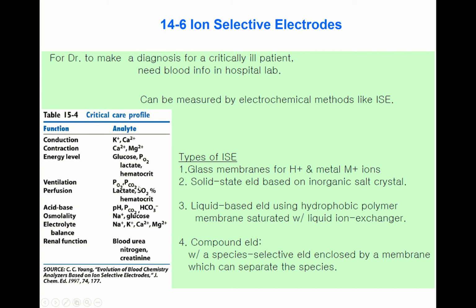But ordinarily, if the situation is not that serious, then you take the blood, and for several days all the analysis can be done. But in a case of emergency, rapid and accurate measurement is very important. So for a doctor to make a diagnosis for a critically ill patient, blood in the hospital lab can be measured by an electrochemical method like ISE.